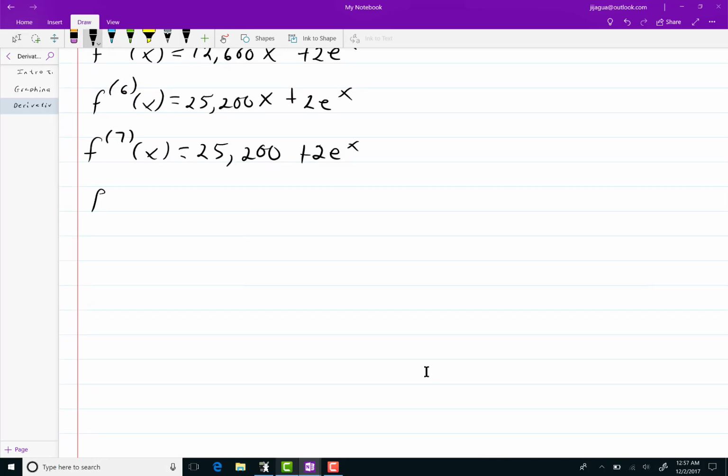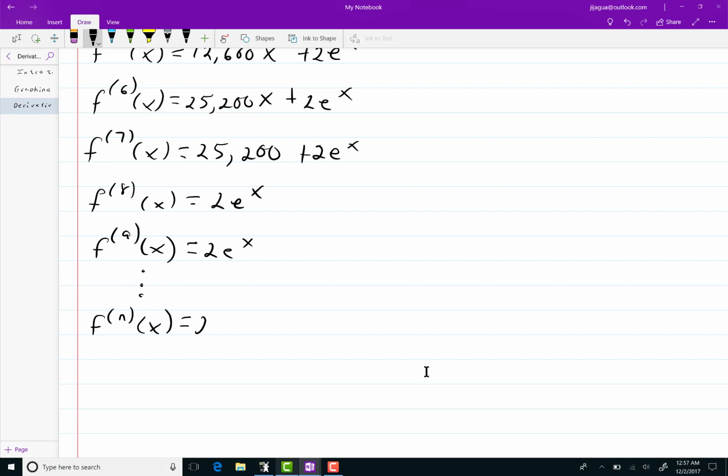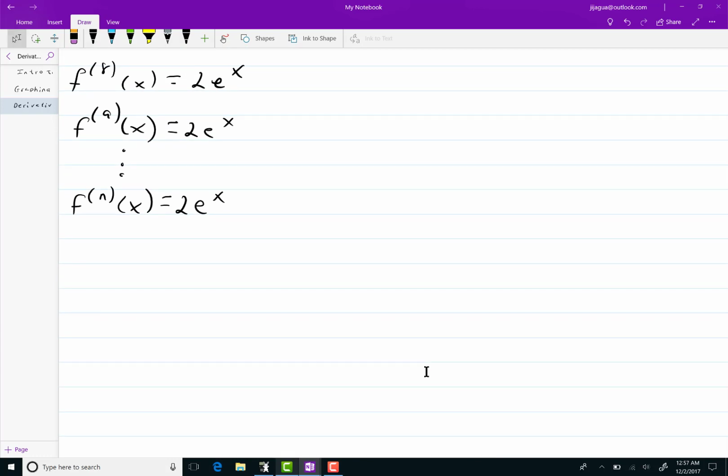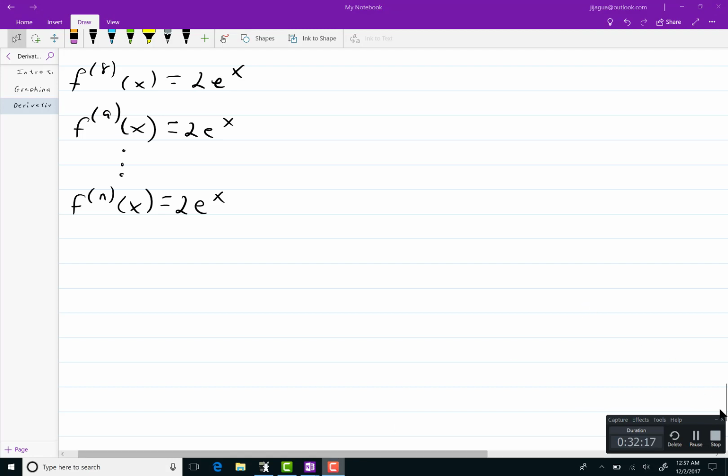And then when I do the 8th derivative of f, the 25,200 disappears, and I'm left with 2e to the x. And then from then on, like the 9th derivative, that 2e to the x is just invincible. I mean, this goes on forever. The nth derivative equals 2e to the x, etc. And 2e to the x is simply an indestructible function, so you can't get rid of it. So I'll stop there, and we will do more rules in the next video.